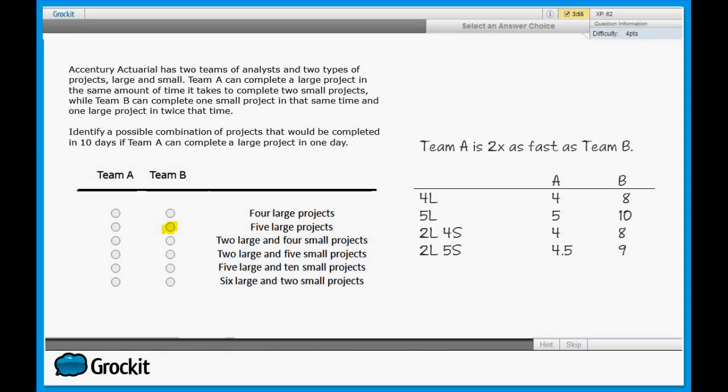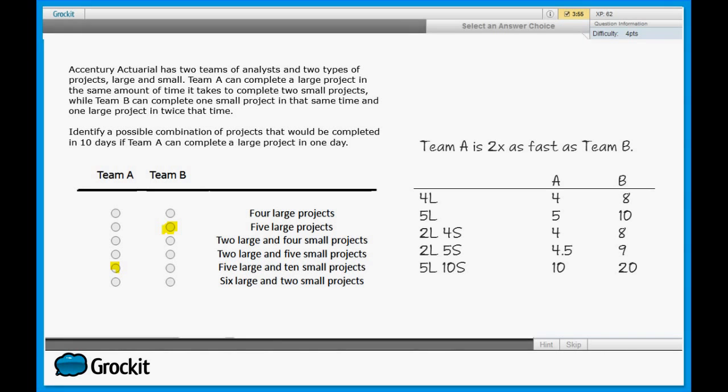5 large projects and 10 small projects. The 5 large projects will take Team A 5 days, and the 10 small projects will take Team A half a day apiece, for 10 that's 5 more days, that's 10 days. And Team B would be twice that at 20 days. At this point, we can see our final answer has to be for Team A, 5 large projects and 10 small projects.